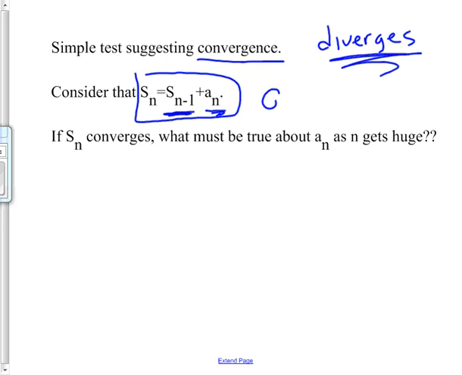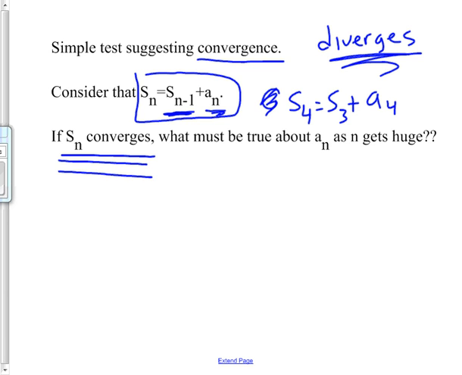The way I was writing it before, just so that we're familiar with this, I was saying S sub 4 would be equal to S sub 3, the sum of the first three terms, plus A sub 4, the fourth term in the sequence. And the idea is, if we think about convergence or divergence, in order for S of n to converge, it needs to eventually reach some fixed amount. And for it to reach some fixed amount, what must be true about A sub n when n gets huge?